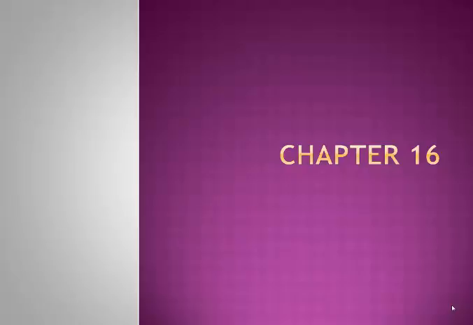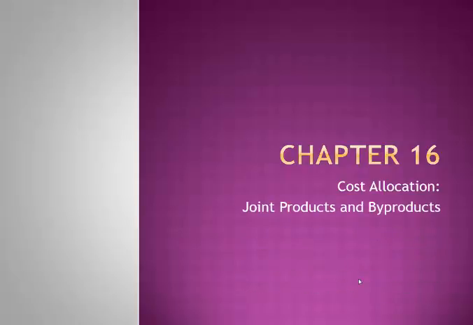So Chapter 16 is going to continue the discussion of cost allocation. But the focus in this chapter is going to be on the allocation of costs in situations where two or more products are produced using the same process. Alright, so what we are talking about in this chapter is cost allocation when we have joint products and byproducts.